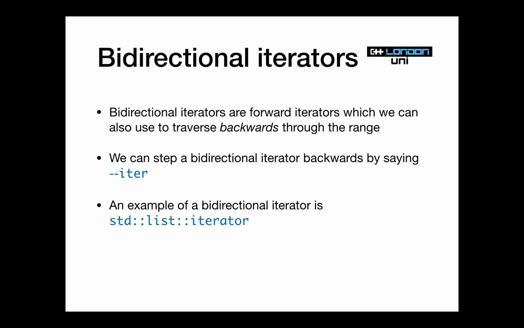So the best example, the usual one that comes up when we're giving examples of bidirectional iterators, is std::list. A std::list is a doubly linked list. Every node in the list has a pointer to the next node and the previous node. And so its iterators are bidirectional. You can step either way, one step at a time, through the container.